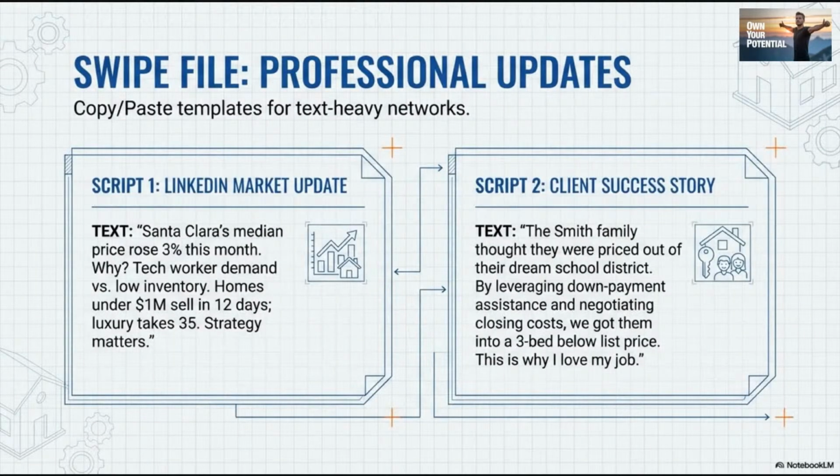All right, swipe files, professional updates. So LinkedIn market update and then the client summary story. These are very simple and very self-explanatory. So if you want to do a LinkedIn market update, it says Santa Clara's median home price rose 3% this month. Why, do you ask? Tech workers, demand versus low inventory. Homes under $1 million sell within 12 days. Luxury takes 35. Strategy matters. That's a good hook. That's a good little script right there.